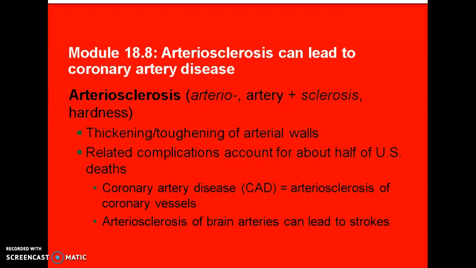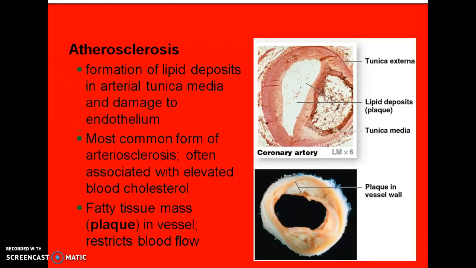Arteriosclerosis is hardening of the arteries. The artery walls get thick and tough and less flexible, and complications of arteriosclerosis account for about 1/2 of deaths in the United States. Coronary artery disease is arteriosclerosis of the coronary vessels. Arteriosclerosis of the brain can lead to a stroke.